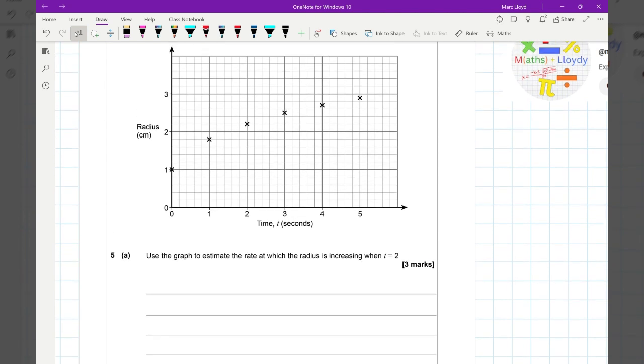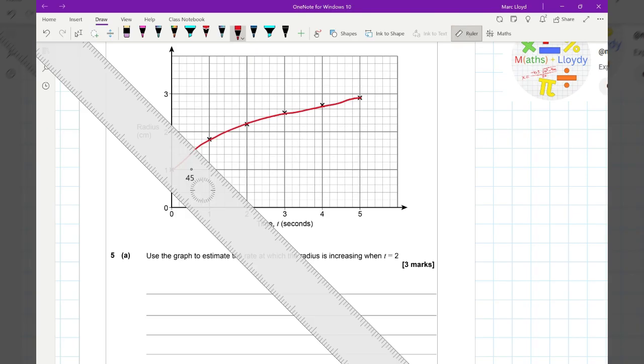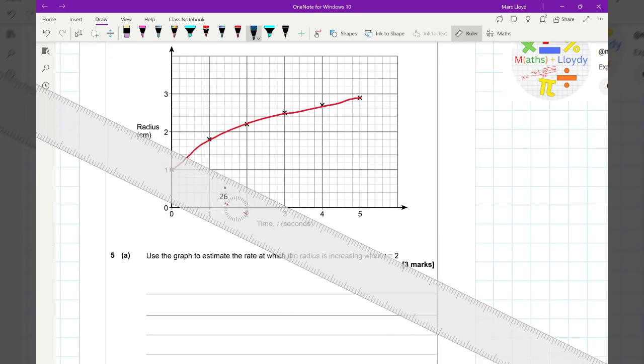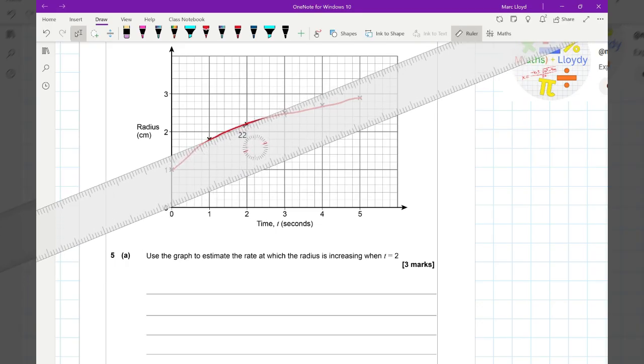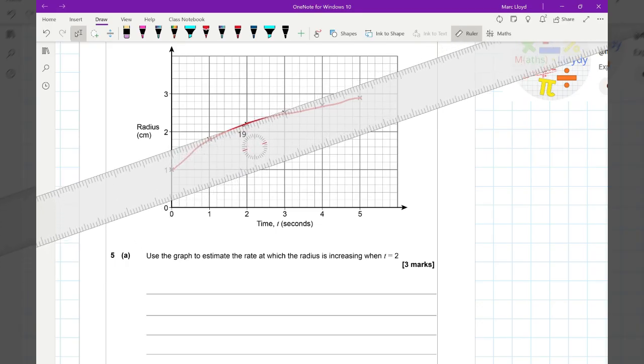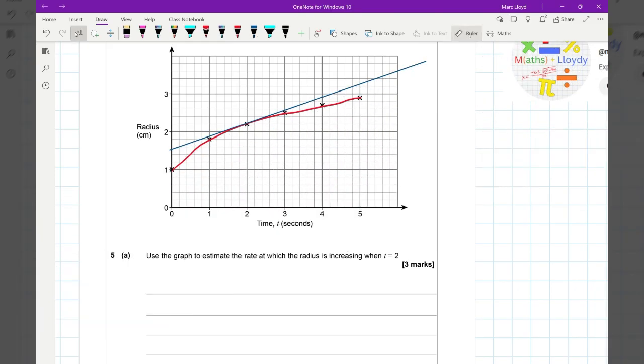So I'm just going to, with a red pen, just sketch through that. Then I'm going to use a ruler and this purple pen. I want to get this right. There we are, that looks good to me. And I've drawn my tangent to that line. Now with my tangent, I should be able to estimate the rate.